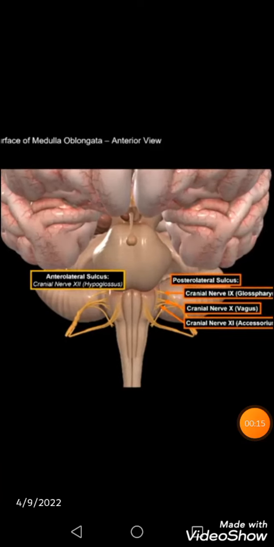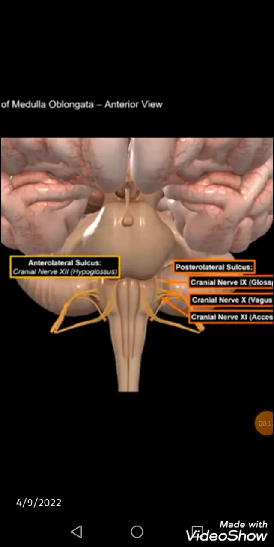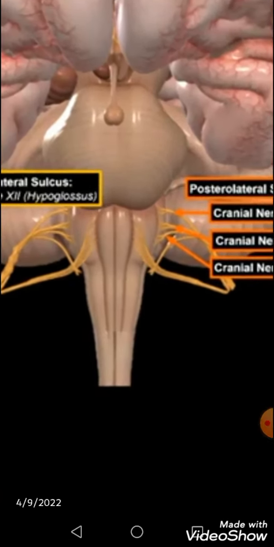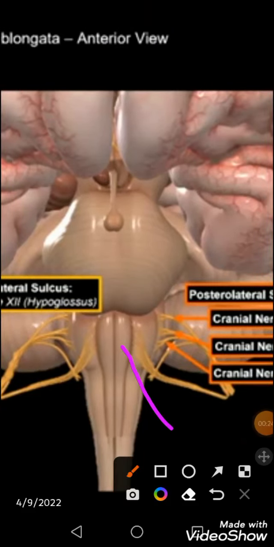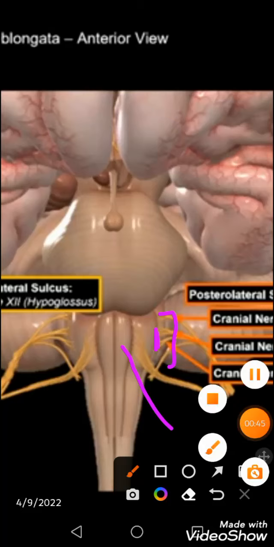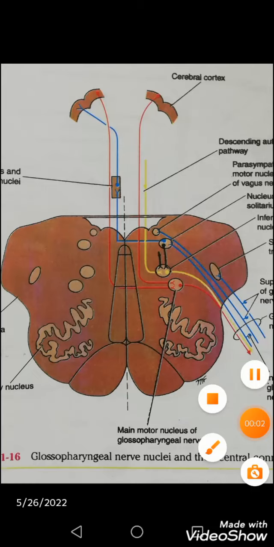Okay, we are looking into the base of the brain. You can see the medulla oblongata and you observe anteriorly the pyramids. You can see them, and then you find the exit of the cranial nerves, including the glossopharyngeal, from the posterolateral sulcus in between the olives here and the inferior cerebellar peduncle, right?